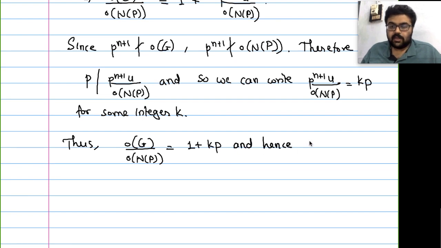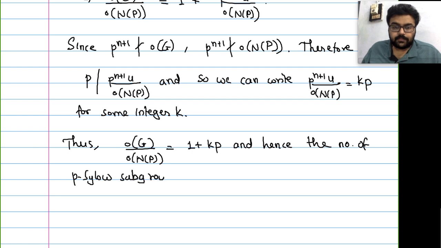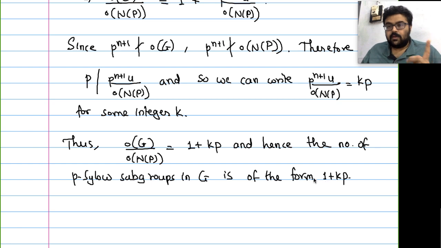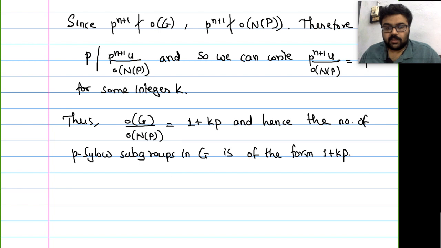And the left hand side is nothing but the number of P Sylow subgroups in G. The number of P Sylow subgroups is of the form, it is not the exact number, it is of the form 1 plus kp. So it is either 1, which is if it is unique, or 1 plus p, or 1 plus 2p, 1 plus 3p, it is always of this form. And so this completes the theorem.